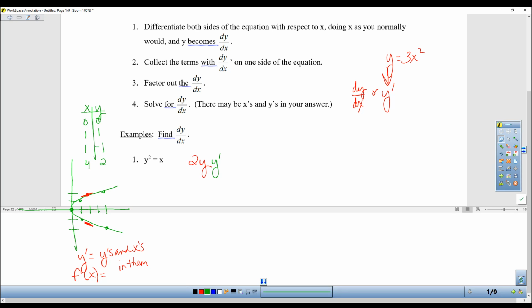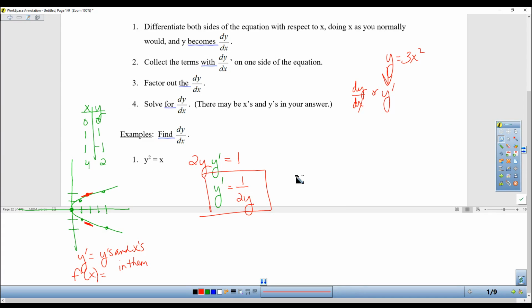You can't forget that step. You took the derivative of y, you need to write y prime just like you always would. And then for the x, you can do what you always would. The derivative of x is 1. No special attention needed. I'm trying to get the y prime all by itself. So I divide both sides by 2y. That's the derivative. So let's just give you some examples.